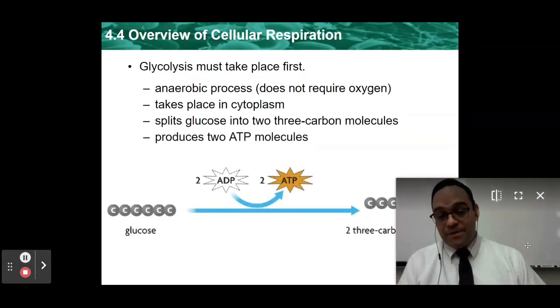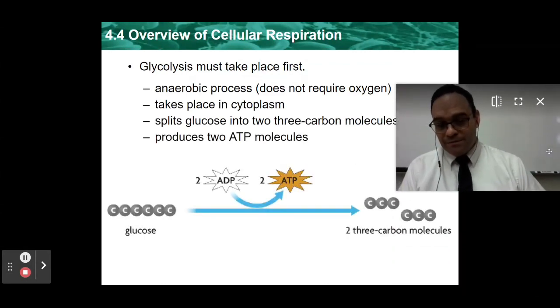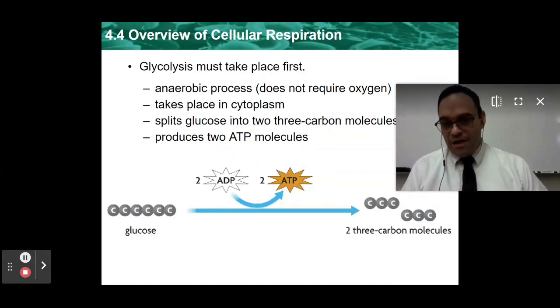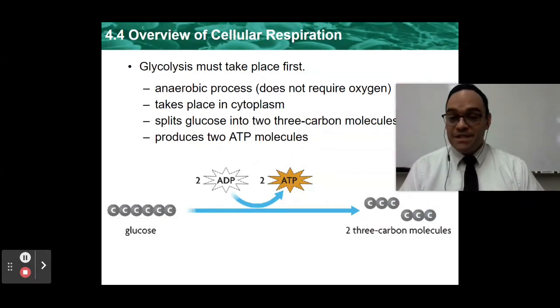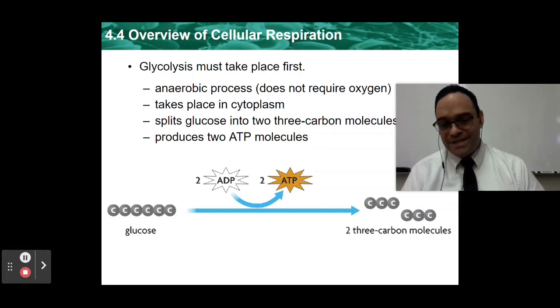The first step, though, is not aerobic. Okay, so it is anaerobic, which means does not require oxygen, and in some cases, anaerobic means would die with oxygen. But in this case, it just means does not require. Takes place in the cytoplasm. It splits glucose in half into two separate three carbon molecules, and it makes two ATPs.